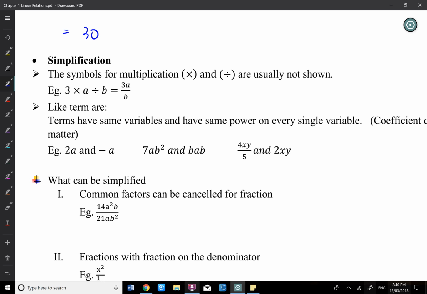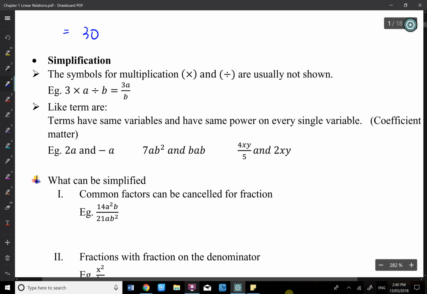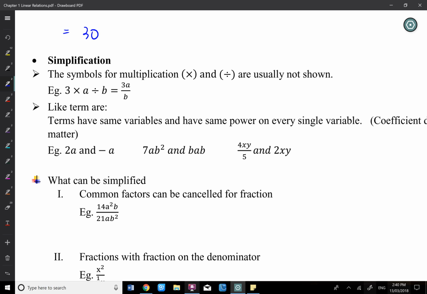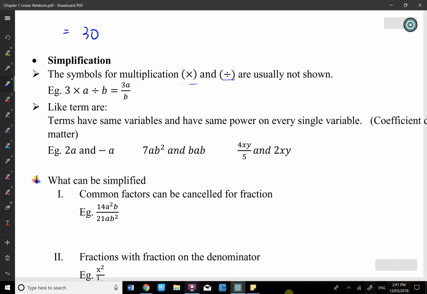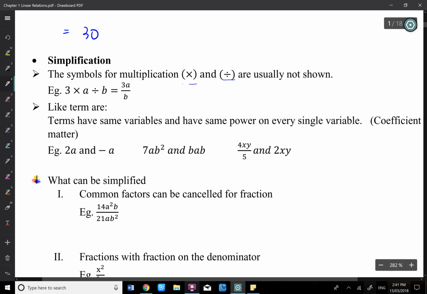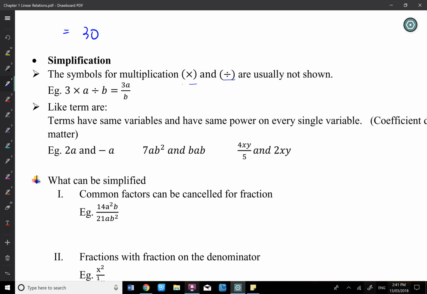Alright, next is what we can do for simplification. Well, this is not really simplification, it's how we write things that can make life a little bit easier when we're trying to do simplification. We have multiplication and division signs, and we try not to write those two signs. 3 times a is just 3a. And divide by b, we write that as a fraction over b. We most of the time don't write divide. We use the fraction, so over b.